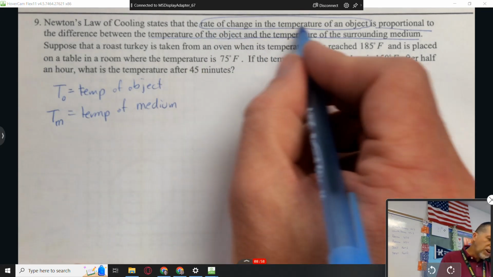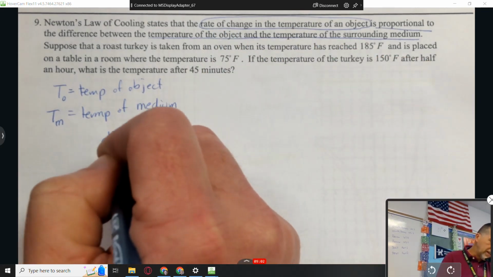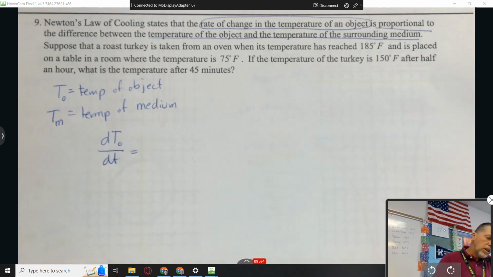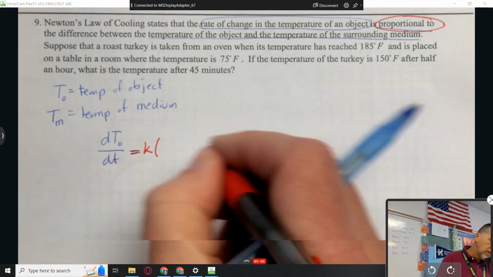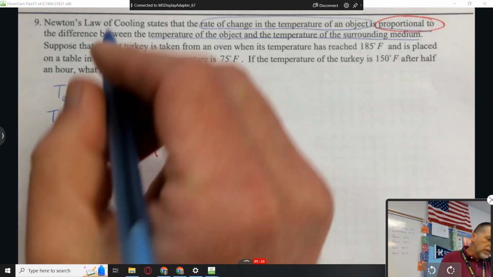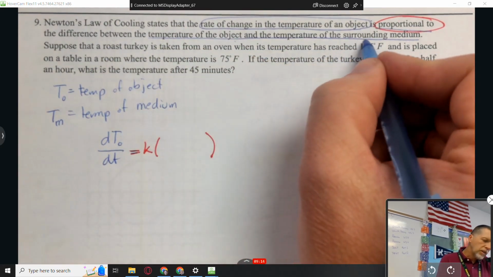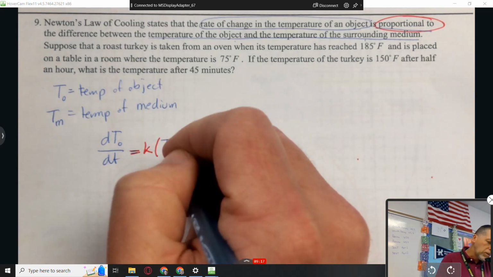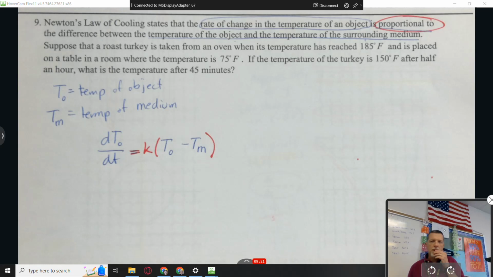Okay, rate of change in the temperature of the object. So dT object over dt is proportional to, so that means equals k times the difference between the temperature of the object and the temperature of the surrounding medium. So temperature of object minus the temperature of the medium.